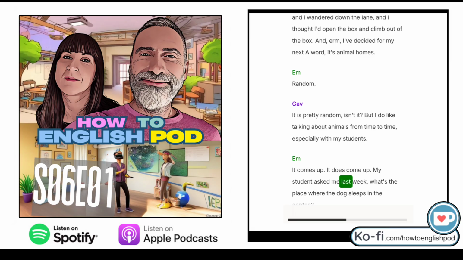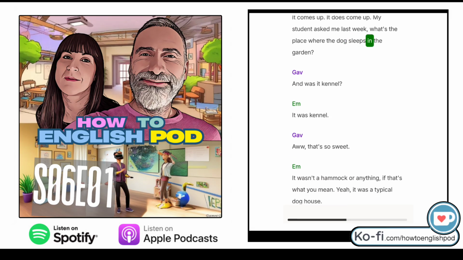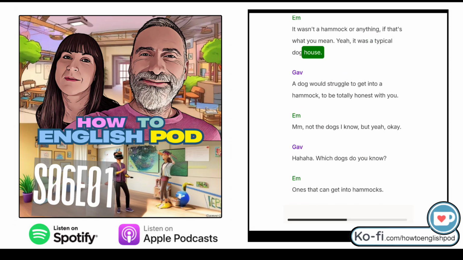My student asked me last week, what's the place where the dog sleeps in the garden? And was it kennel? It was kennel. Oh, that's so sweet. It wasn't a hammock or anything, if that's what you mean. Yeah, it was a typical dog house.